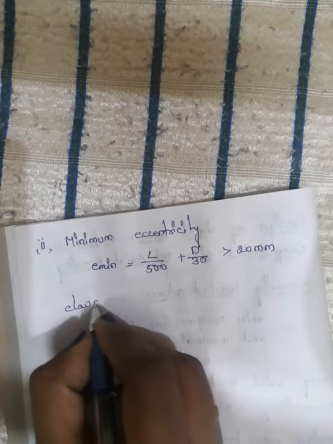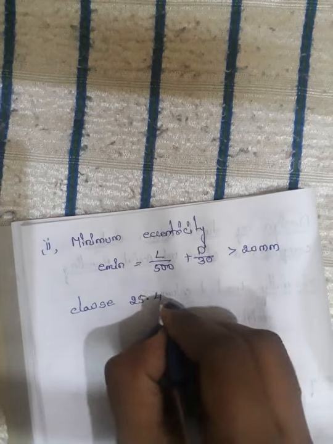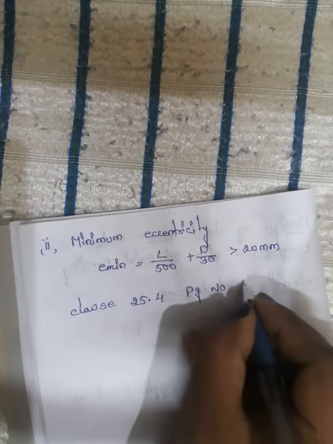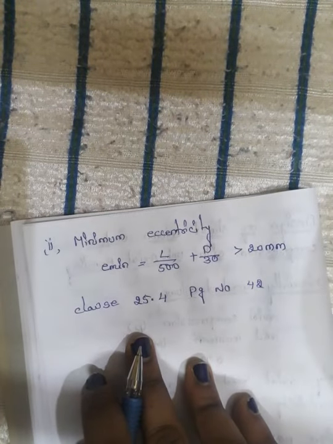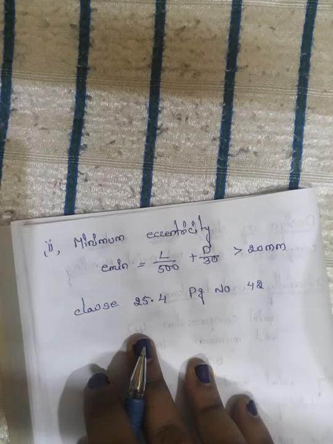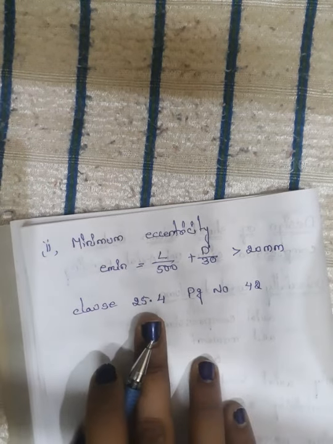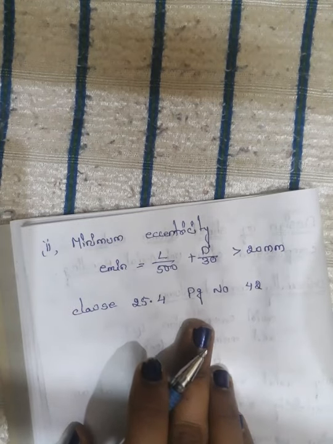Clause 25.4, page number 42. There you can see all columns shall be designed for minimum eccentricity equal to unsupported length of column by 500 plus lateral dimension by 30, subject to a minimum of 20 mm. That is there in clause 25.4 of IS 456, page 42.